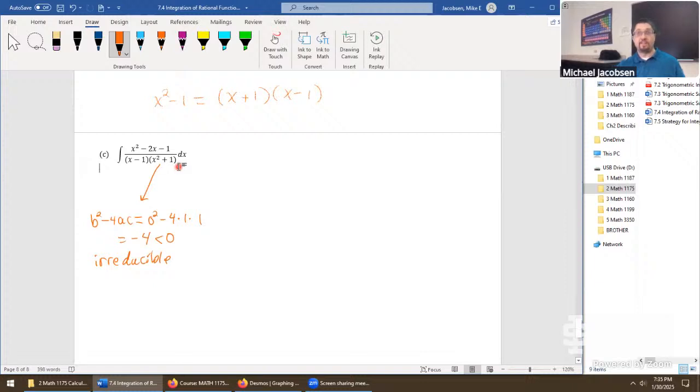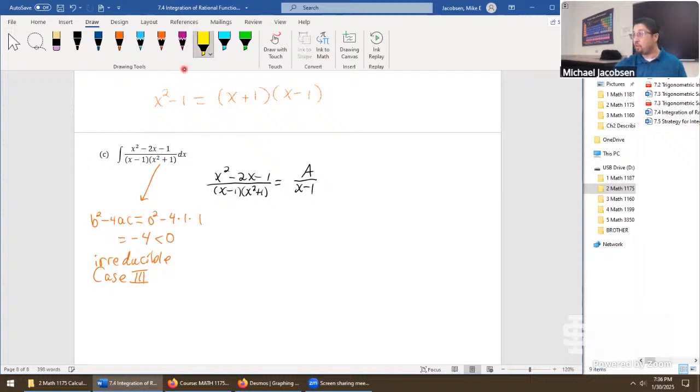Because the power on here is 1, that means we are in case 3, a non-repeated but irreducible factor. So that informs how we should start this out. We're going to take this whole thing, x squared minus 2x minus 1, divide by x minus 1, x squared plus 1, and decompose it according to the partial fraction decomposition theorem, case 3. But the first portion is nothing too special. That's degree 1. So we just say a over x minus 1.